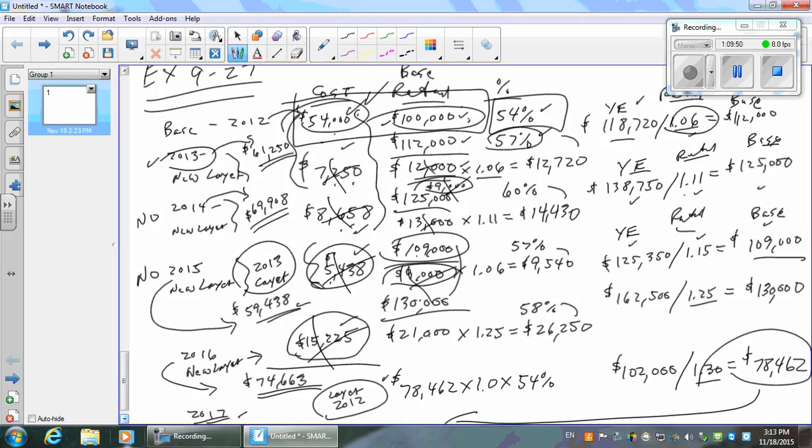Okay. Does that make sense? Does that kind of clear up any problem you had? When you drop into those base layers, it's just whatever there was in the earlier year, right? Okay. Good.